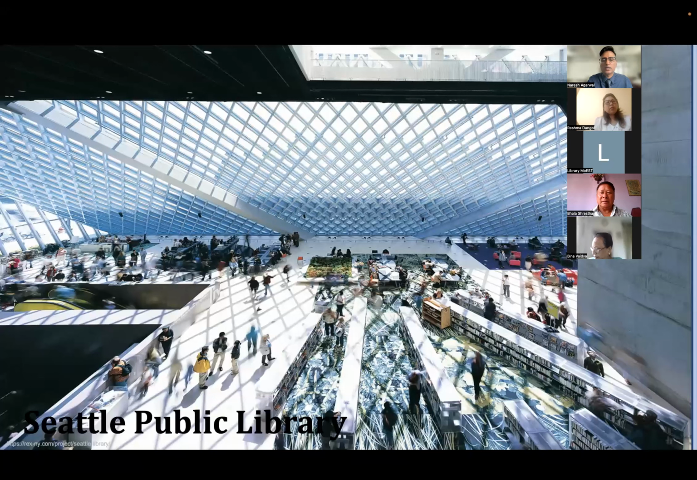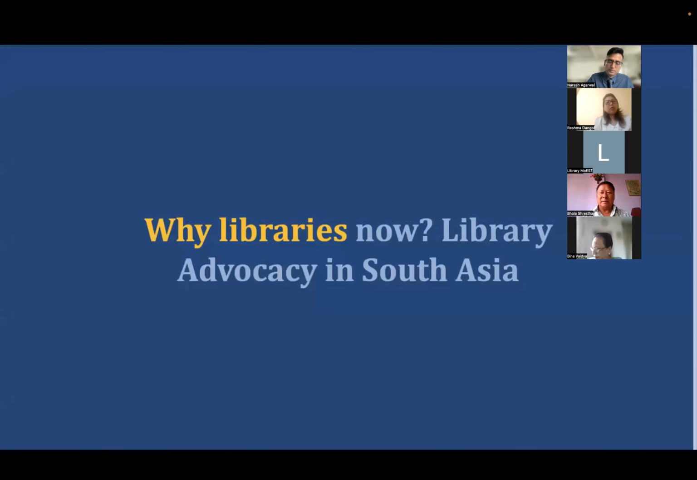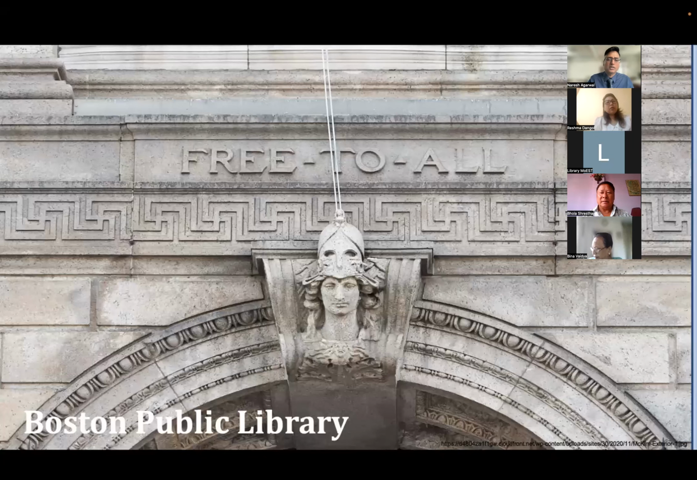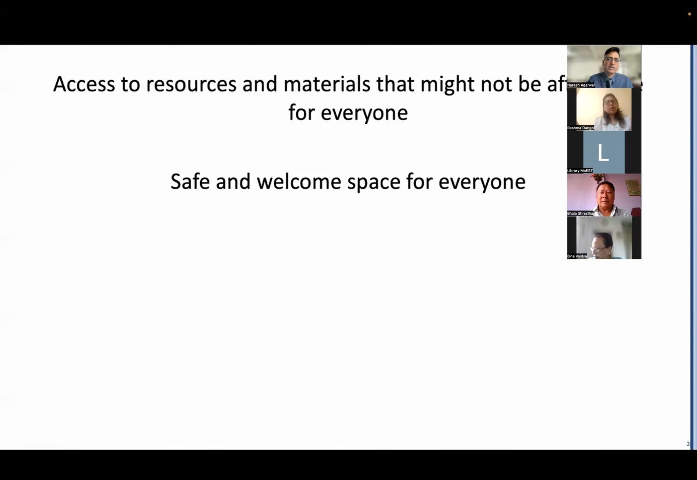And Yadavji talked about the history of libraries and what's happening with library advocacy in Nepal. So when we talk about why, this is the sign on the top of the Boston Public Library, which says free to all. So the role of a library is basically to provide free resources to people who might otherwise not have access to information. That has been so for ages across the world, as a place for access to materials that might not be easily available, and also as a safe and welcoming space for everyone. That's a primary motive for libraries.